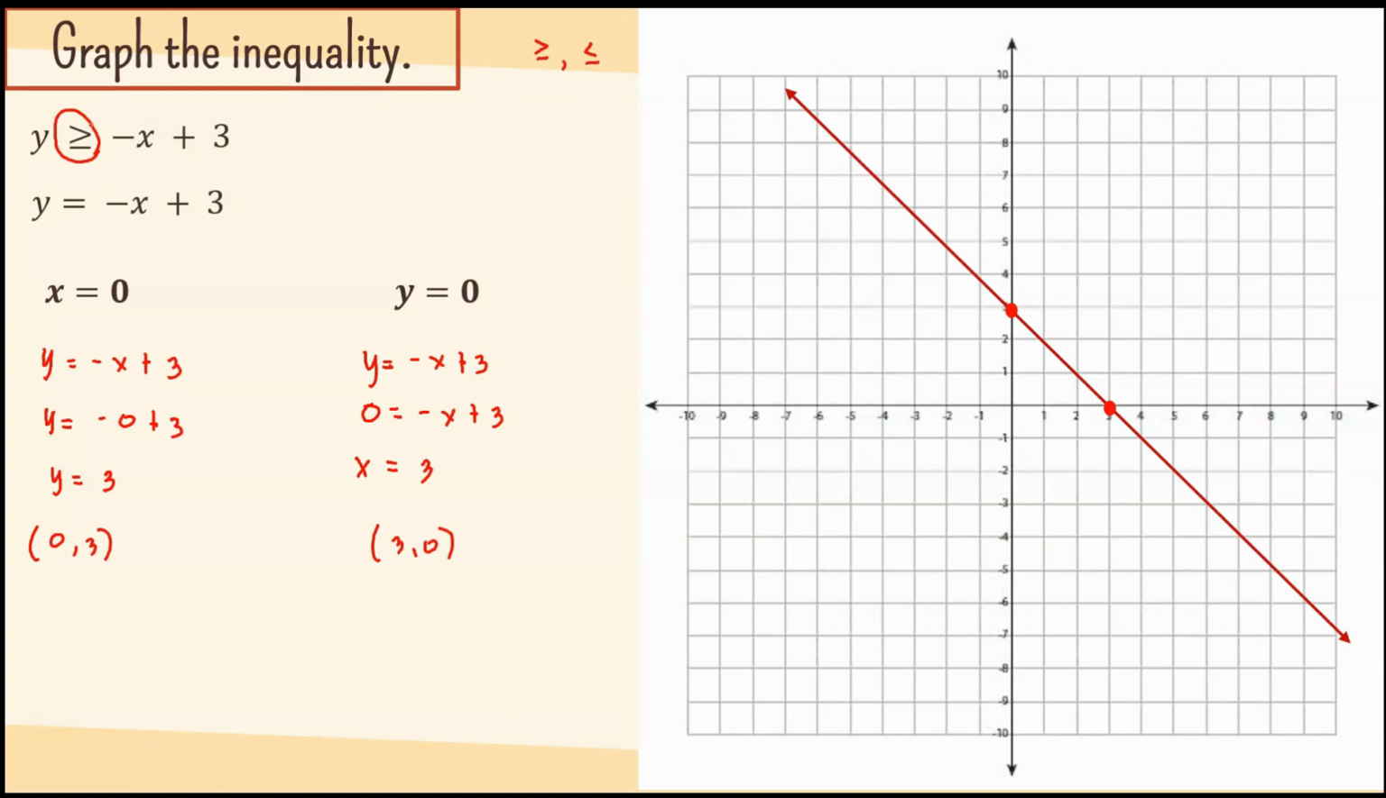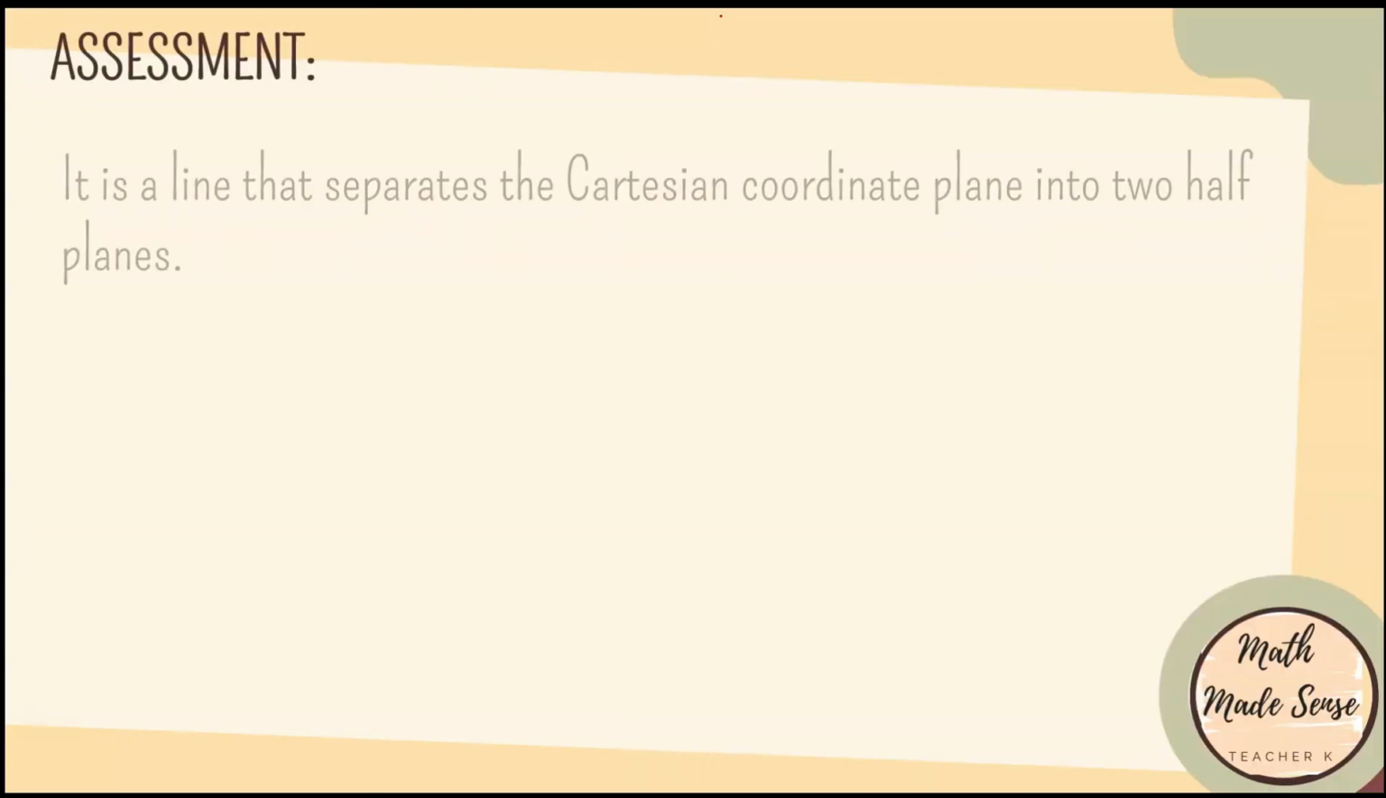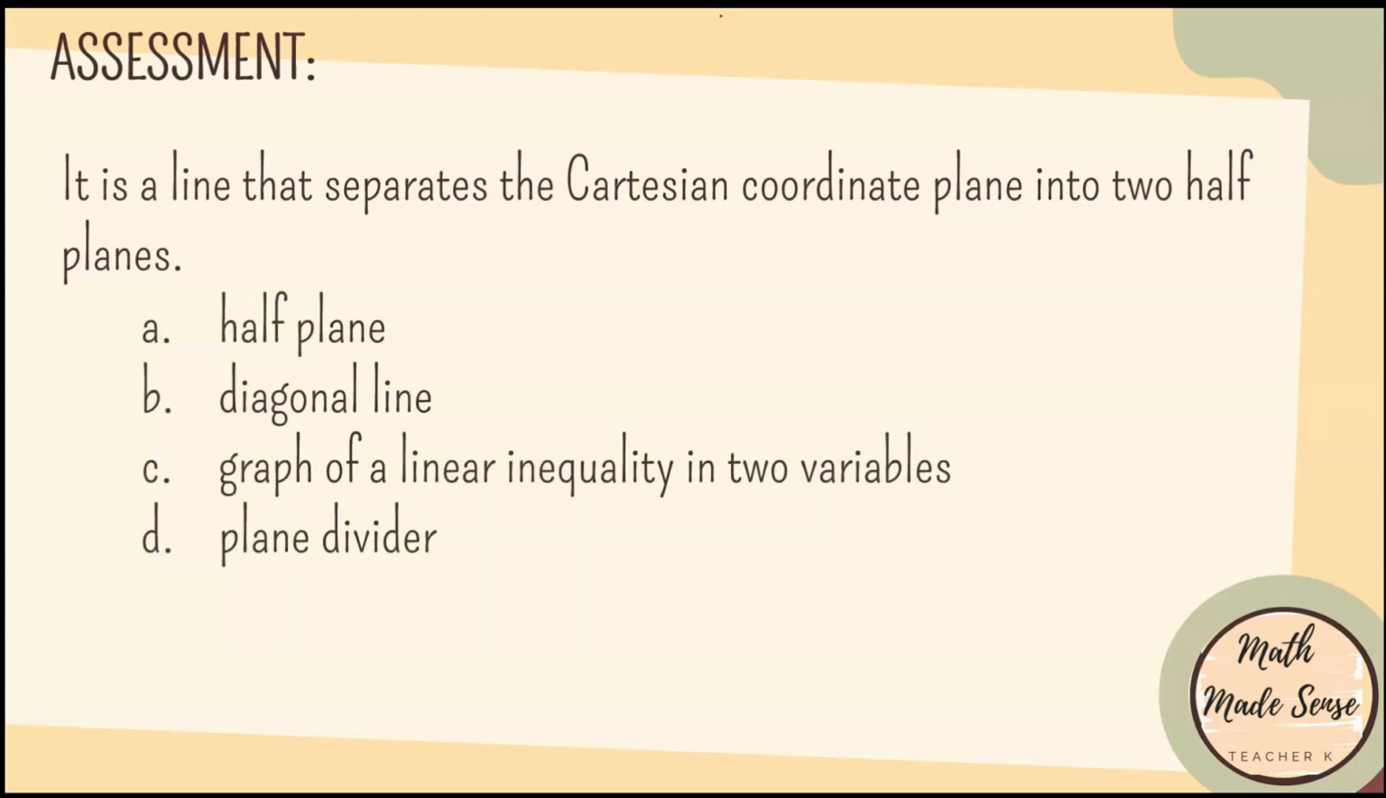Since the symbol of the inequality is greater than or equal to, then we shade the region above our plane divider. Hence, the graph of the inequality. Assessment. It is a line that separates the Cartesian coordinate plane into two half planes. The correct answer is plane divider.